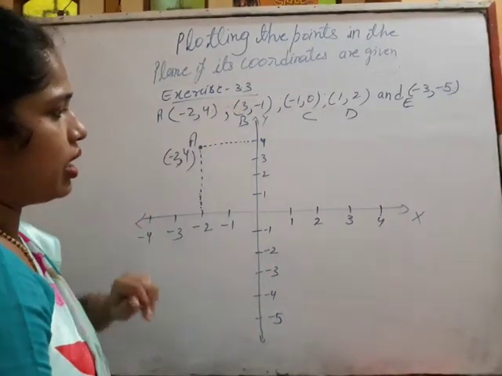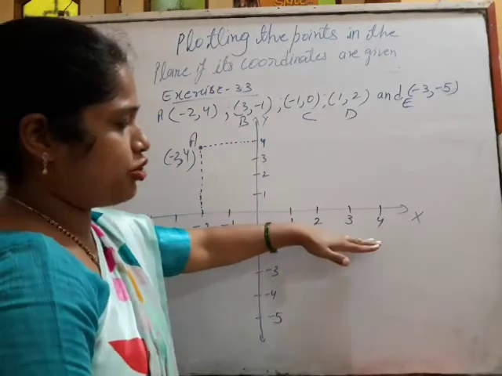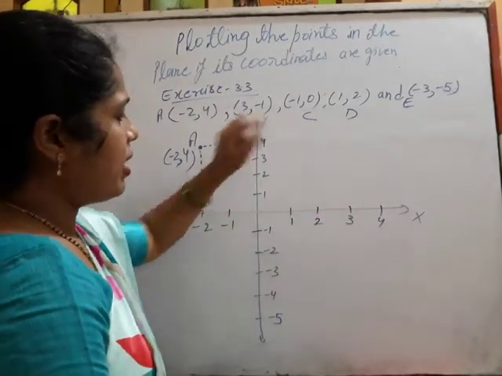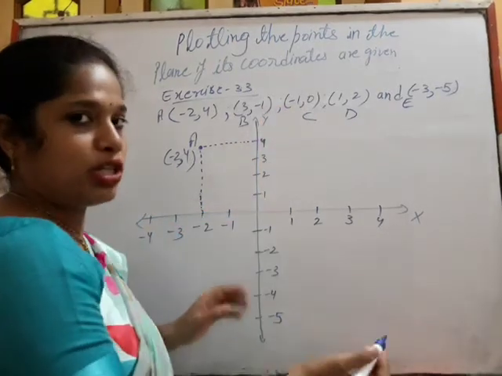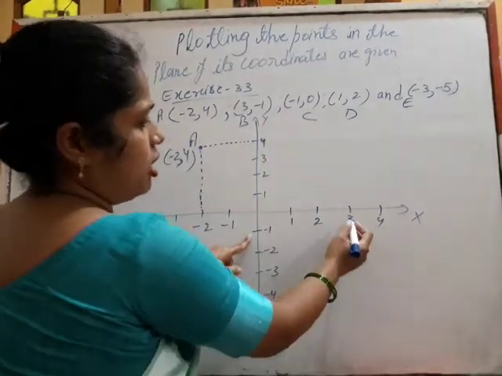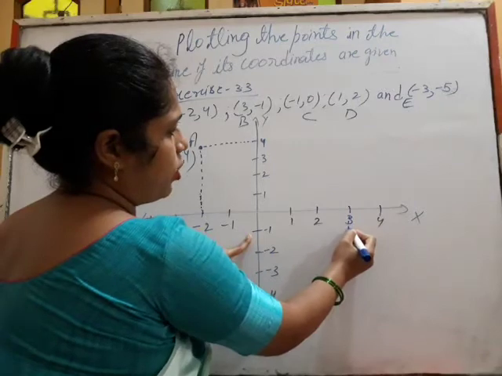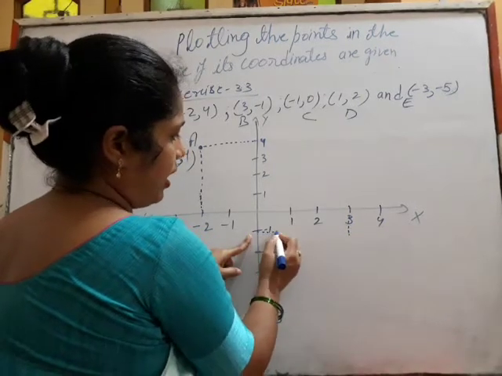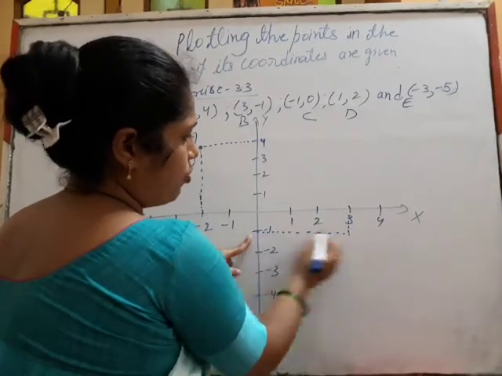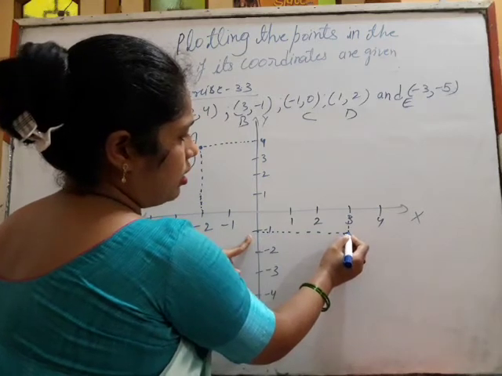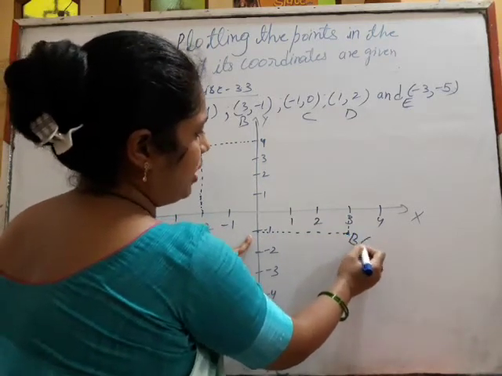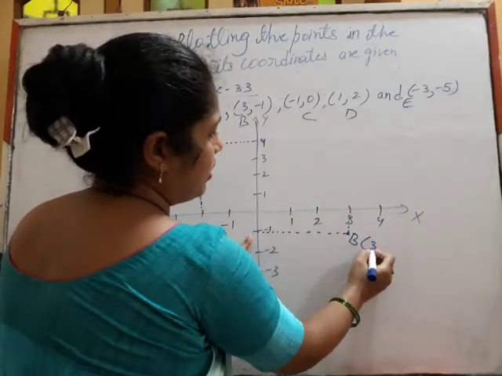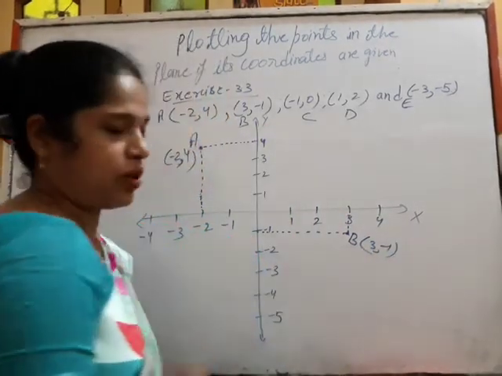3, -1. The positive direction of the x-axis 3, and -1 for ordinate, that is on the y-axis here. Let us draw the perpendiculars from point 3 and -1. From both the numbers we will draw, where they will meet, that point will be B, whose coordinates will be 3 and -1.